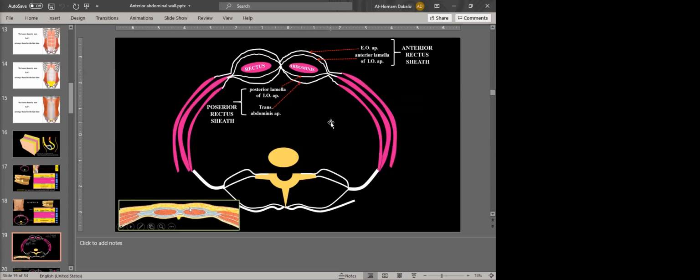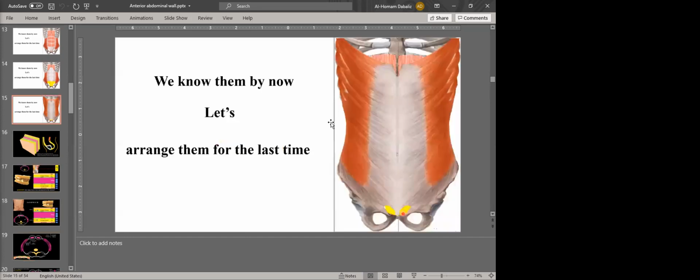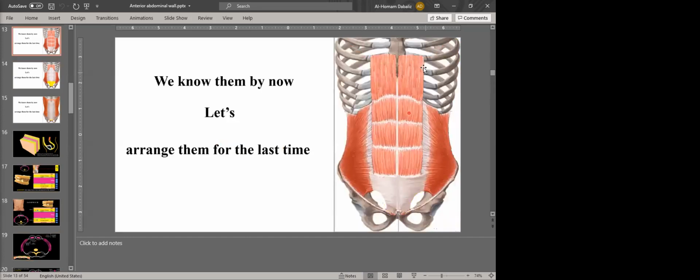Now, what do you need to know? You need to know that these aponeuroses act as a sheath for the rectus abdominis muscle. The rectus abdominis muscle, as you can see here, is just a slab of meat that's going straight. So the covering of this rectus abdominis muscle is what we call the rectus sheath.